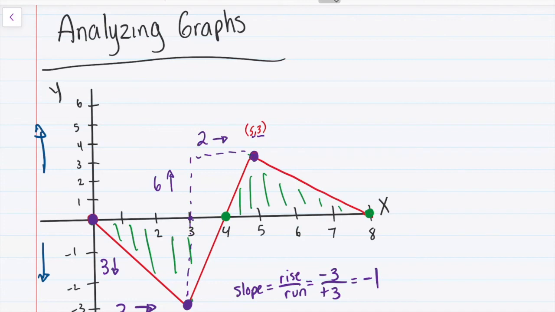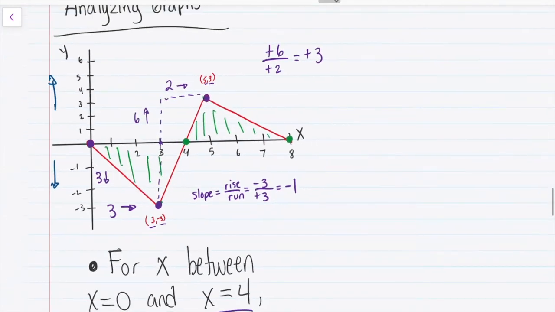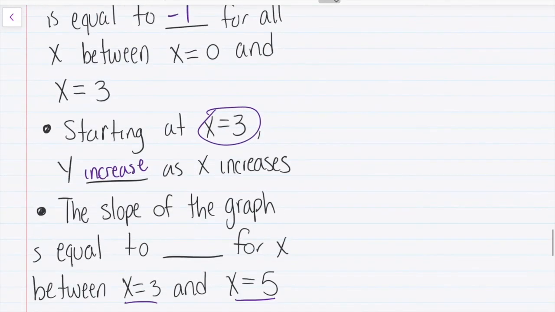So I went up 6, that's positive 6. I went 2 to the right, that's positive 2. With a calculator, isn't that a positive 3? That's the slope. So we find the slope, which is positive 3, when x equals 3 and x equals 5. And that's basically how you analyze a graph.